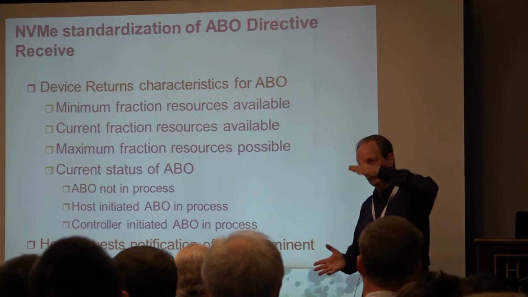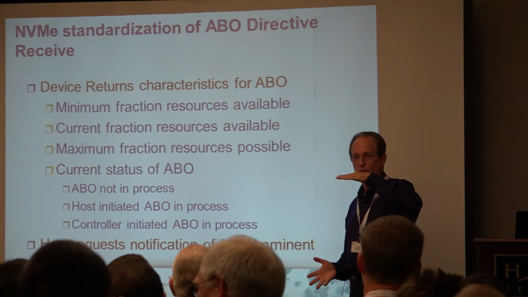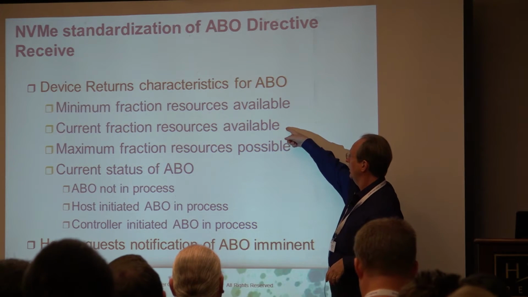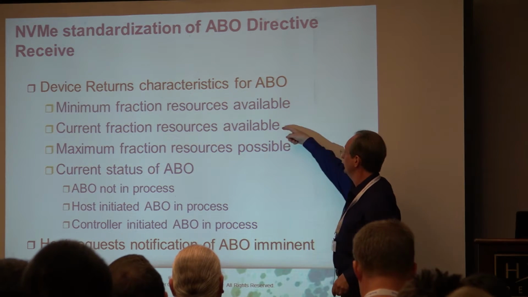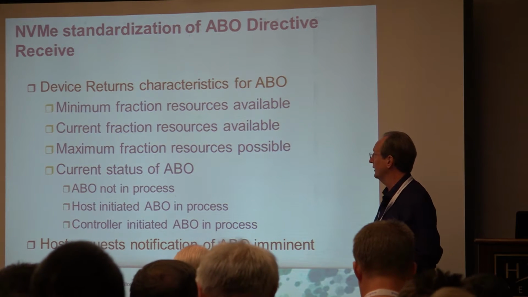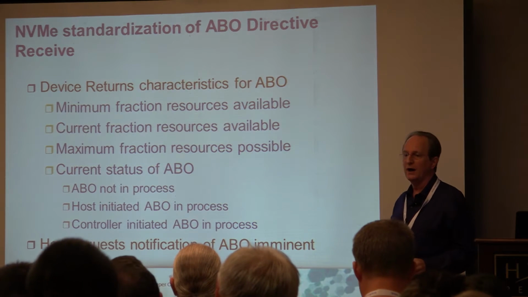But basically, it's, okay, at what point in time, what percentage of my device's resources are the point when I'll trip this? Okay, a current fraction resource is available. So you can compare that to here and see how close am I getting to doing advanced background operation. A maximum fraction of resources possible.